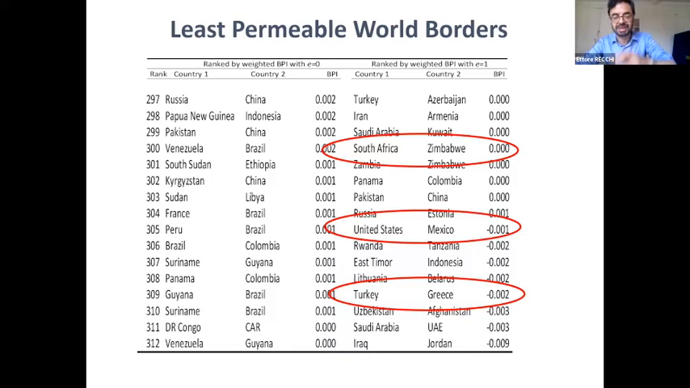The minimum values are 0. There are some negative coefficients. I can tell you why later on if you're interested. It's a little technicality.